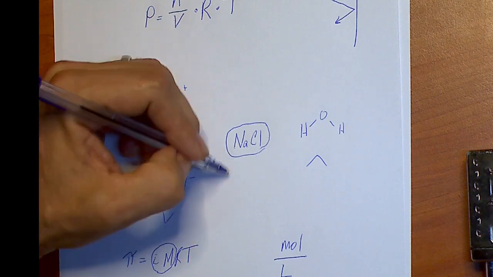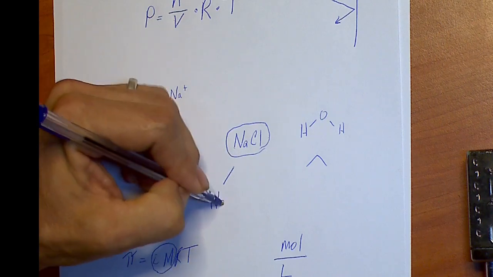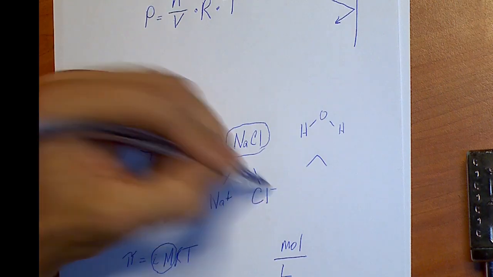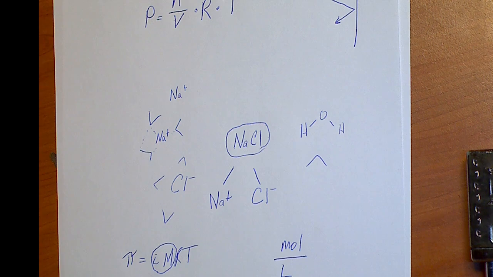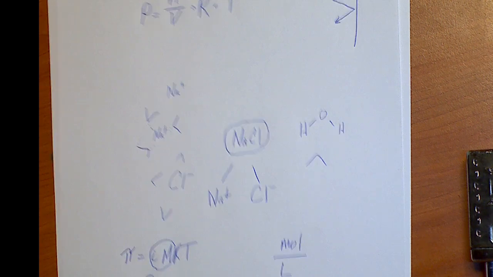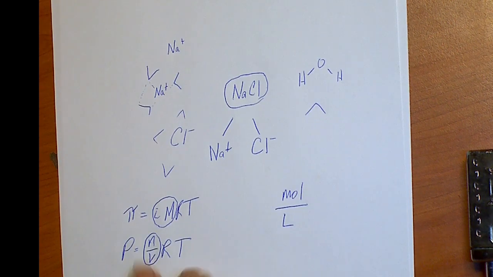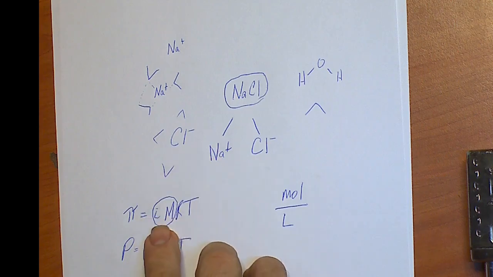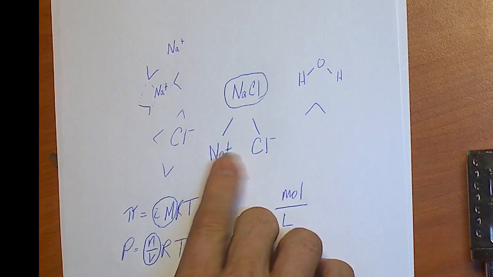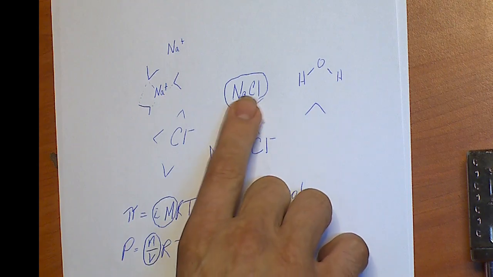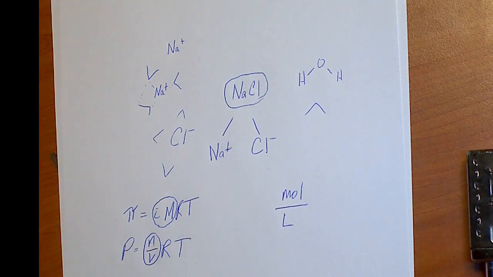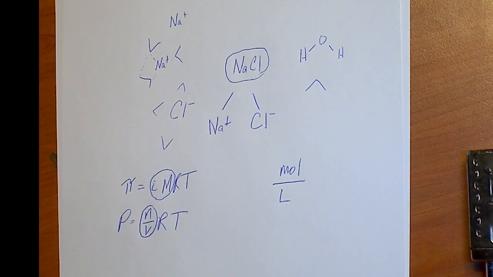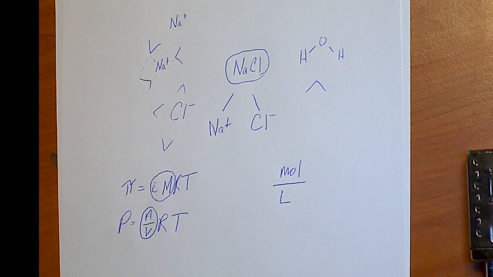But clearly when it dissolves in water, it becomes Na+ and Cl-. So when it dissolves, it becomes two things, and we have to account for that. And so the i, if it was sodium chloride, i would be a 2 because we have twice as many things as we do per formula. And so hopefully that helps explain where the origin of osmotic pressure comes from.